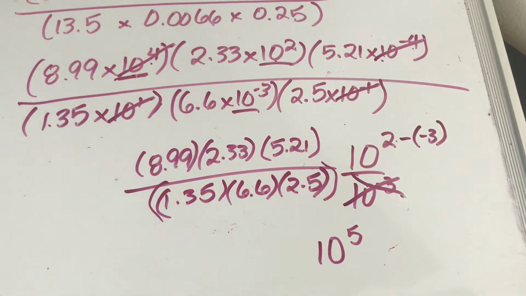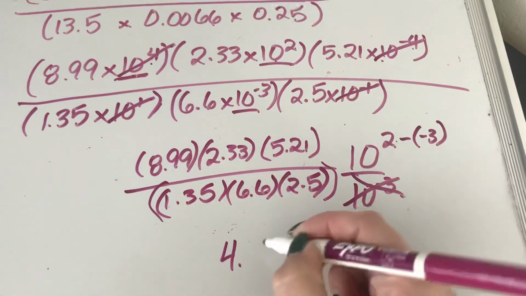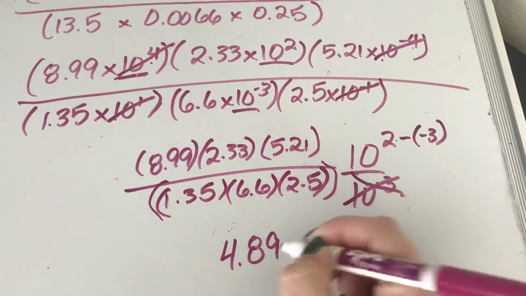So what'd you get? I just need to multiply the last. Oh, okay, gotcha. Sorry. I got 4.89. 8, 9, what?